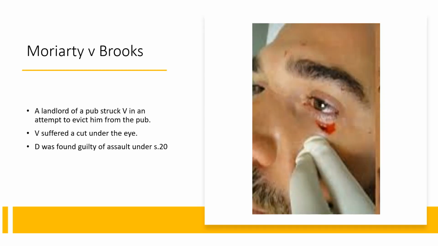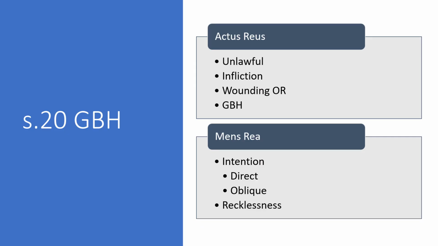And then we have Moriarty and Brooks. In this case, a landlord of a pub struck the victim in an attempt to evict him from the pub, and the victim suffered a cut under the eye, and the defendant was found guilty of GBH or wounding under Section 20. So we know the definition of wounding, and we of course need to apply that.